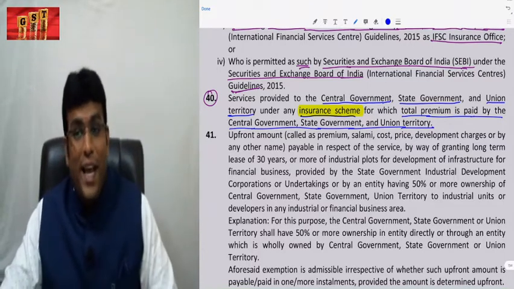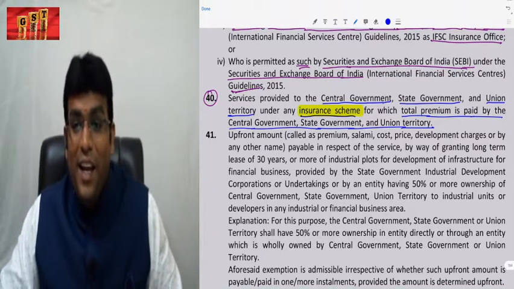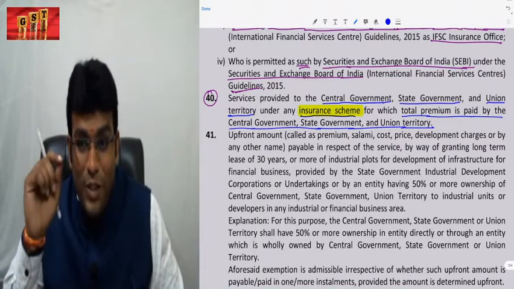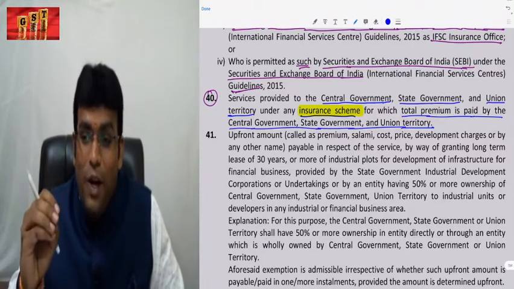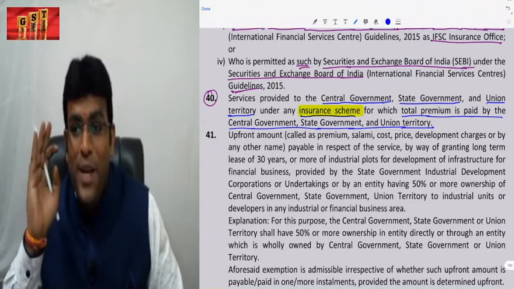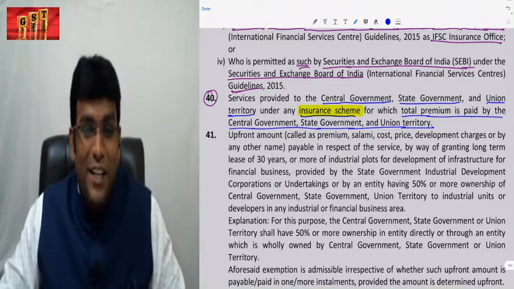So if the government takes any insurance policy, I repeat one more time, if the government takes any insurance policy and on that insurance policy the government is paying the premium, on that GST will not apply. Getting clarity, friends? Good.